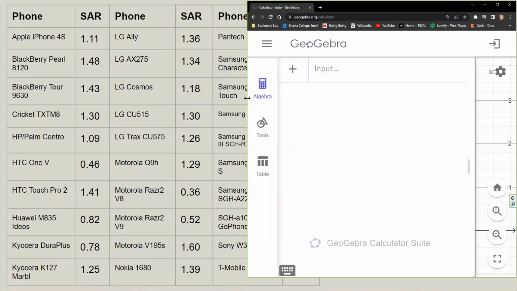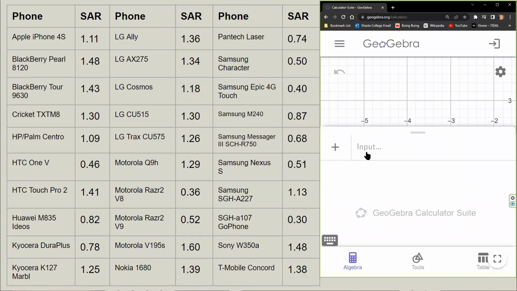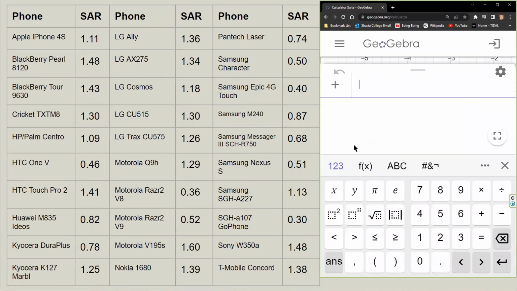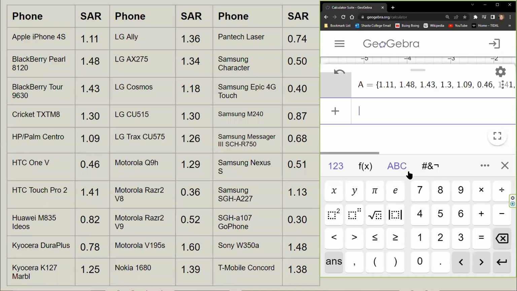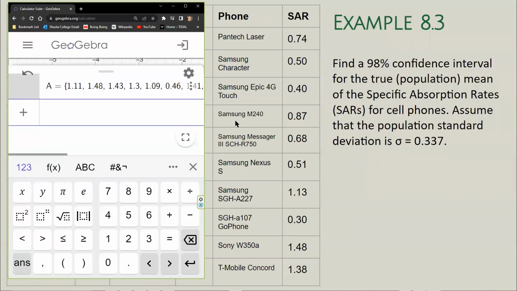So for GeoGebra, we know that the very first thing we have to do is enter a list. We need to get all of that data in list form. So that's the first thing I'm going to do. And I'm going to give this list the name A in curly brackets, and then I'm just going to start typing those values. So you can see that I have the list of values from that table in GeoGebra. And now we're going to go ahead and start doing that calculation for the confidence interval.